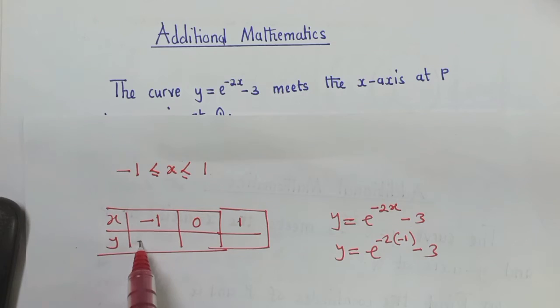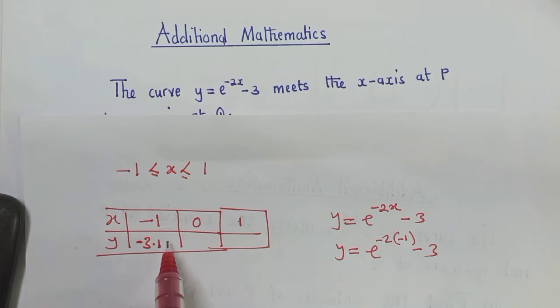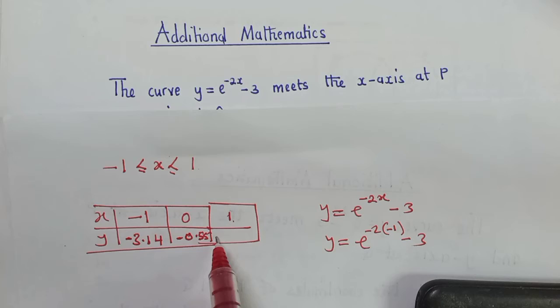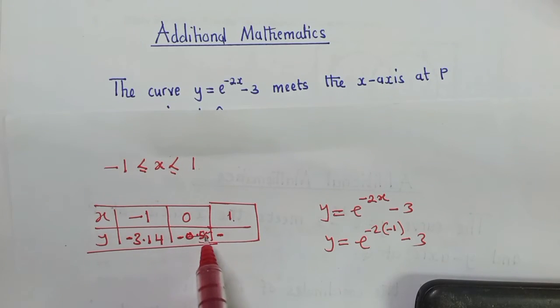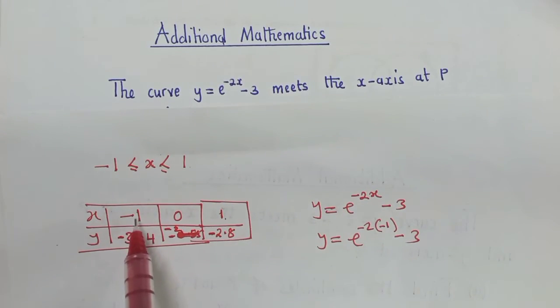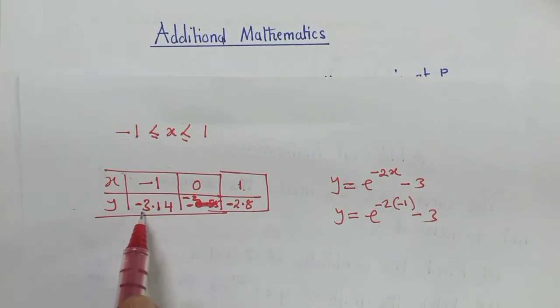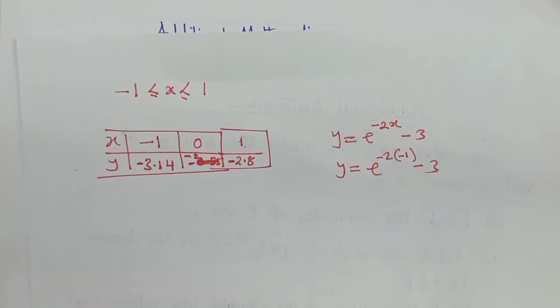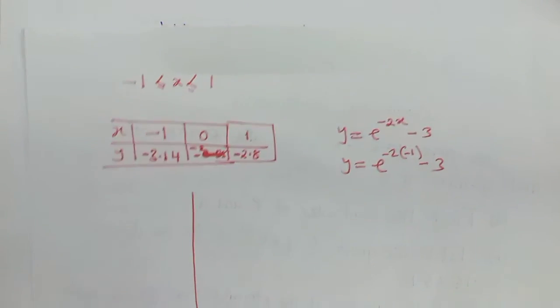Okay, so this is negative 3.14. Actually here we're getting a negative 2. Here we're getting a negative 2.8. So these are the coordinates. I've got negative 1, comma, negative 3.14; 0, comma, negative 2; 1, comma, negative 2.8. So to plot these, we just do this.